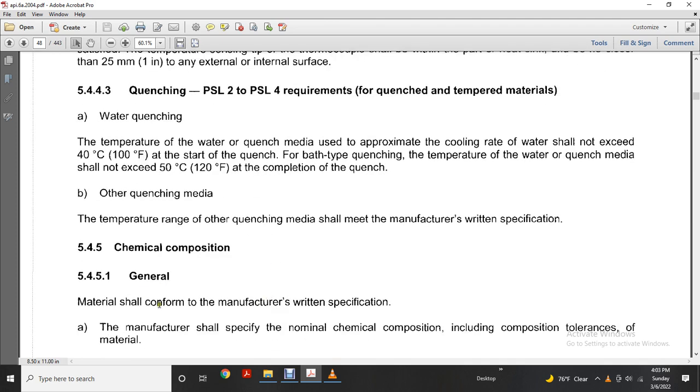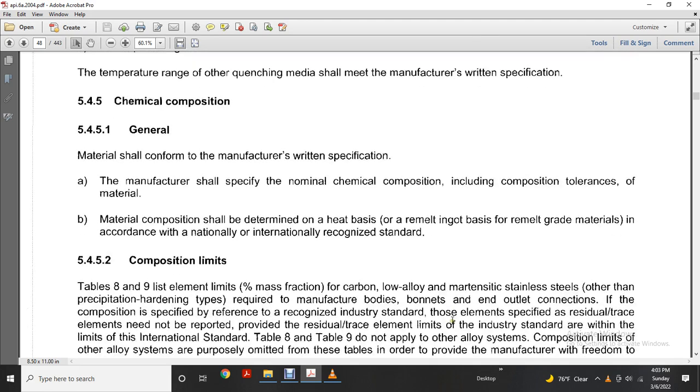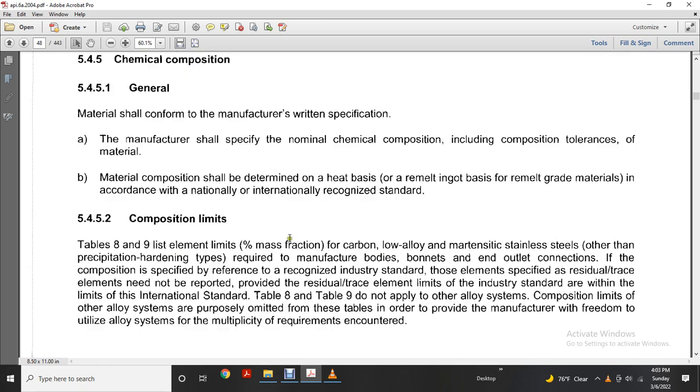Chemical composition. General material shall conform with the material manufacturer's written specification. Material shall be specified with the nominal chemical composition, including composition tolerance for the material. Material composition shall be determined on a heat basis for pre-melt, ingot basis for pre-melt grade materials, in accordance with nationally and internationally recognized standards.